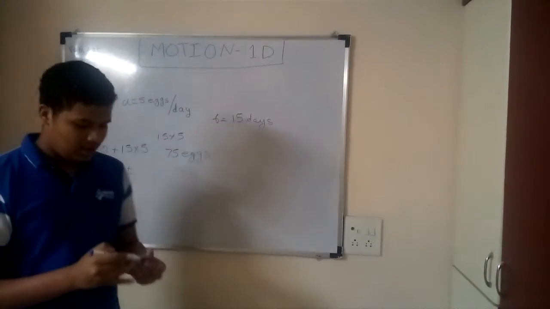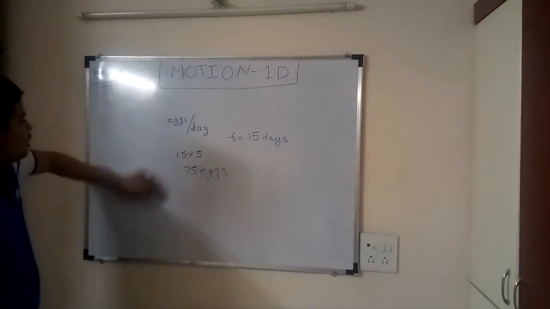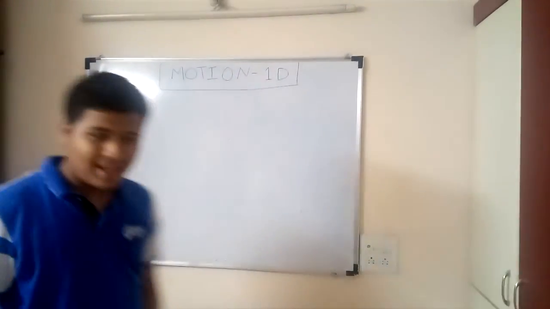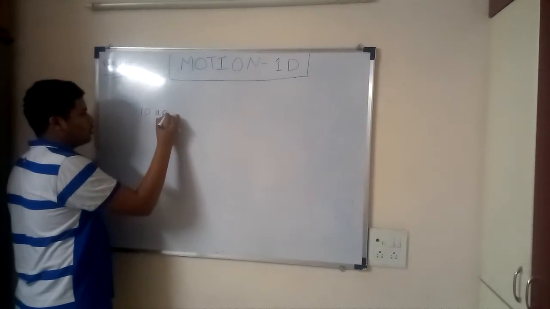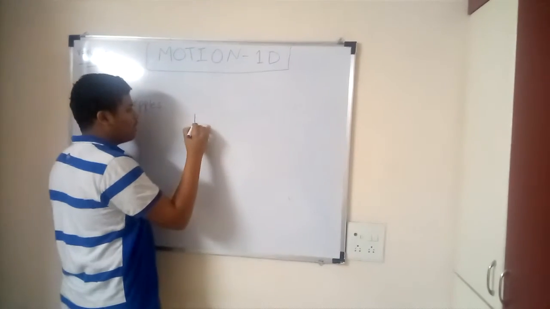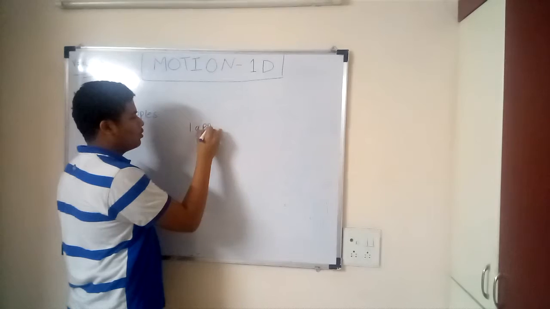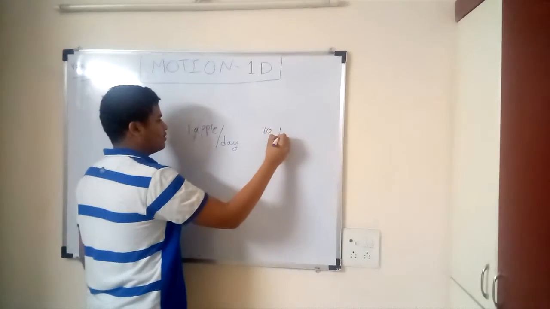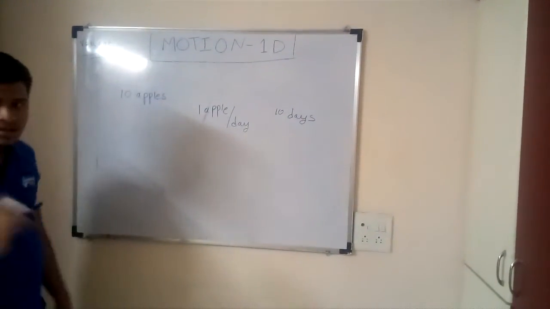So this was very easy because it is derived from our day-to-day activities. And I will take one more example for this. If I have 10 apples right now, and I purchase one apple per day for 10 days, I have 10 apples right now.